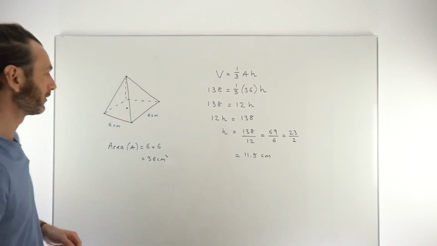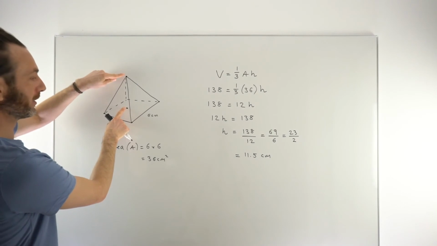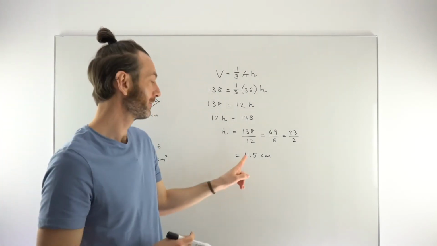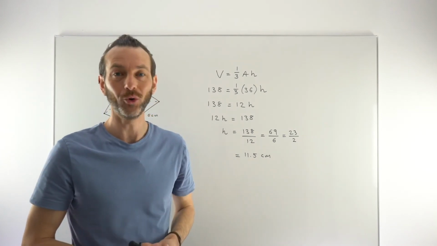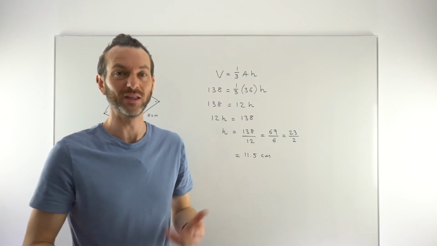Just checking your diagram, does that make sense? If that's 6 there, could the height based on the diagram be 11.5? Oh yeah, it's in the correct ballpark. If that had been 115, then definitely not in the right ballpark. So always check your diagrams to make sure that the answer is reasonable and kind of fits in.